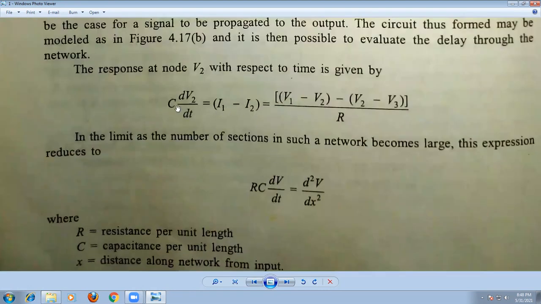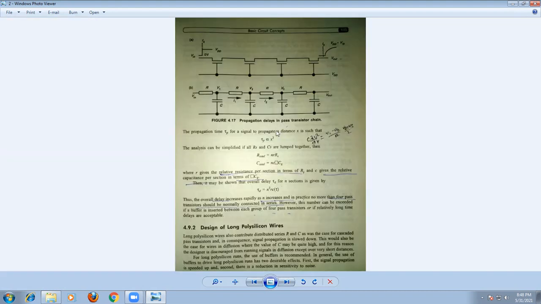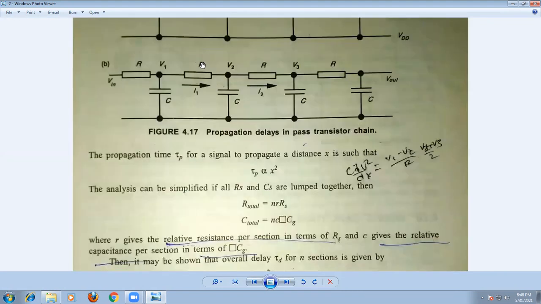I1 minus I2, so C dV by dt is equal to I1 minus I2. And what is I1 here? It is the current through this resistor. So how do we find the value of current I1? Because we have two voltages across the terminals of this resistor.